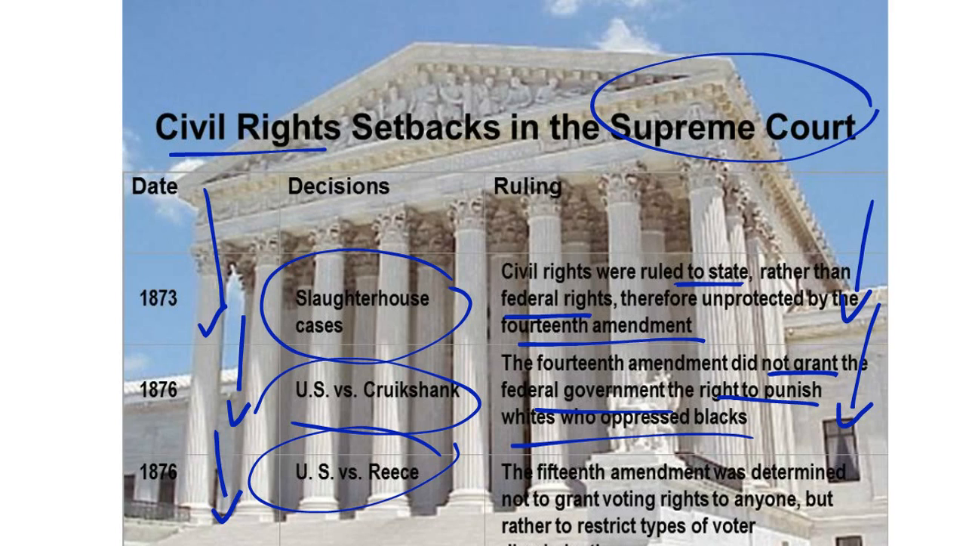And then in U.S. versus Reese, the 15th Amendment was determined to not grant voting rights to anyone, but rather to restrict the types of voter discrimination. So it weakens the promise of the 15th Amendment, which promised the right to vote to any male over the age of 21. So these were all setbacks in the Supreme Court that made it more difficult for the newly freedmen to make sure that their civil rights were protected.